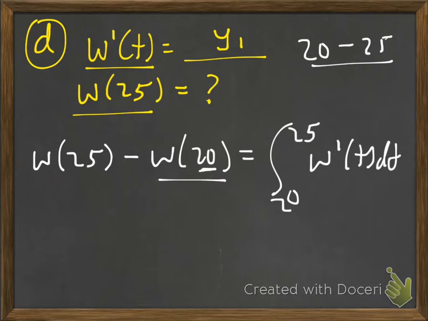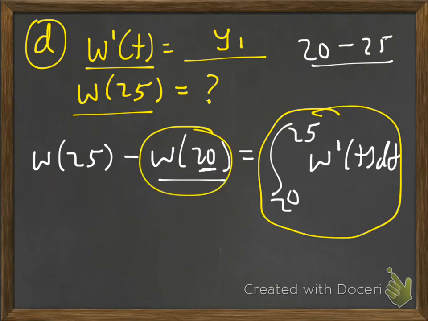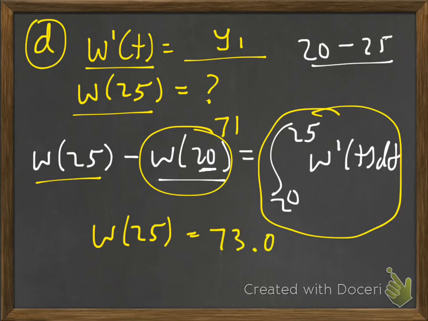And this is an easy thing to find because we use our calculator. And this guy, W(20), is already given to us as 71, and so all we have to do is add 71 to this, and we get our W of 25. So we get our temperature at 25 using that equation is about 73.043.